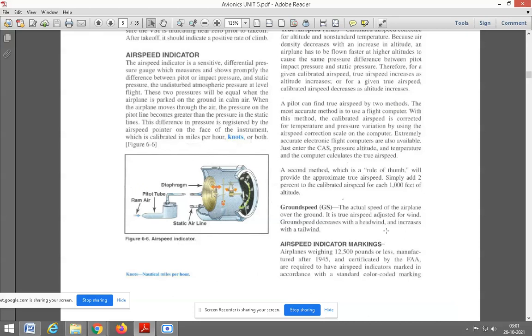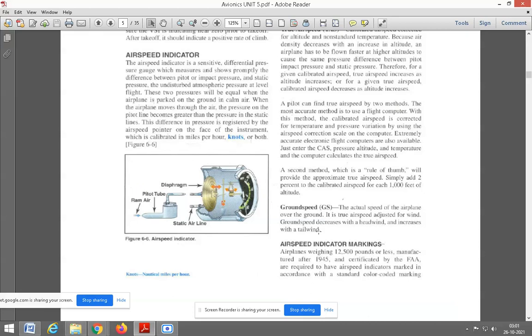So ground speed decreases with a headwind and increases with a tailwind. Your actual speed on the ground, as the airplane moves on the ground. Your airspeed will be measured based on the wind flowing in the direction. If there is a headwind, there is a head part and a tail part. On the head side, your wind is flowing at the head side, which means your ground speed will be decreasing. On the tail side it will be increasing. That's all. This is ground speed.